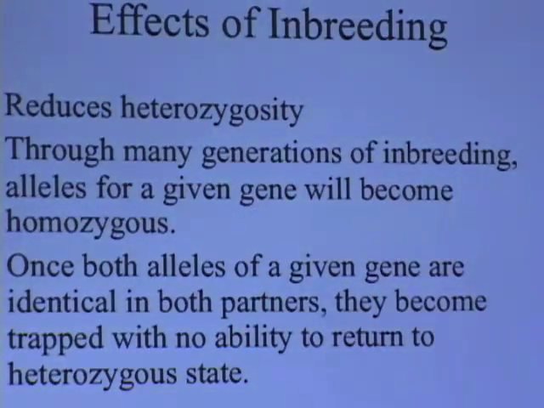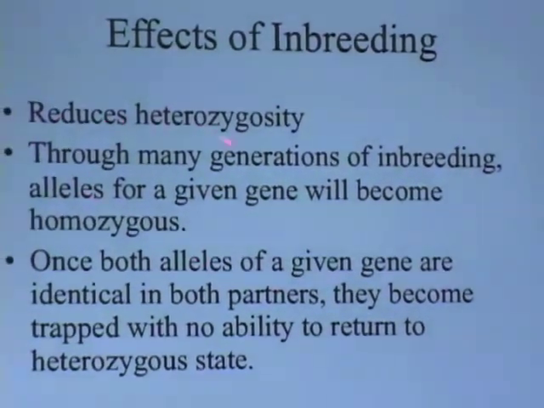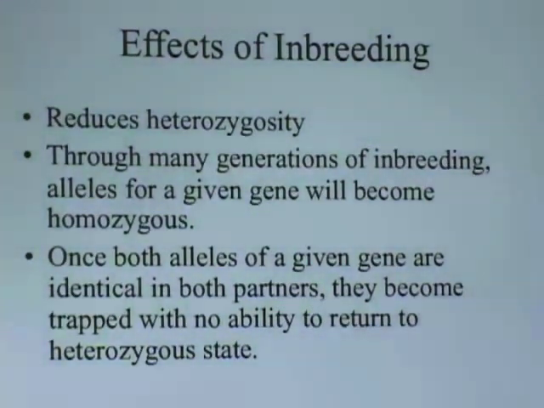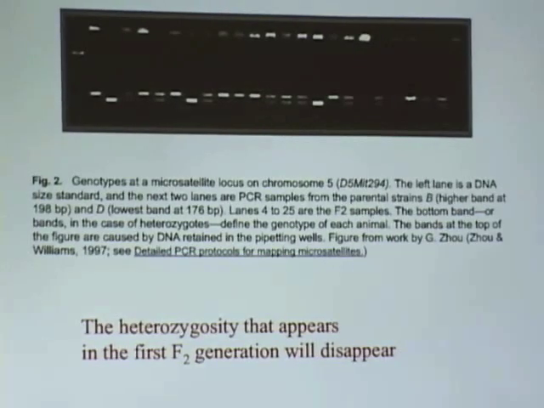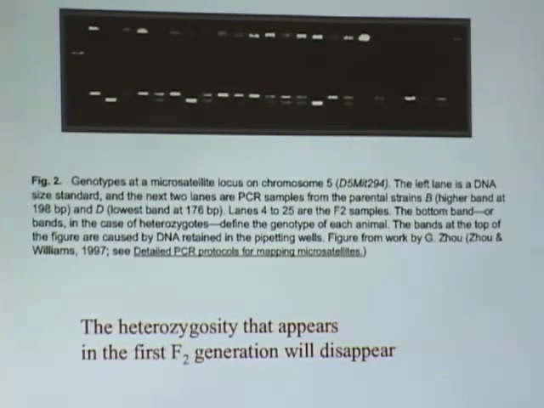So I've already said this, but inbreeding reduces the heterozygosity. If we inbreed them, the alleles for a given gene will become homozygous, and once they are homozygous, they're trapped and can't go back to the heterozygous state. So what we could then do is figure out, at given loci, if that recombinant inbred strain has the B form or the D form of the DNA. There are certain markers that are known to be different between the B form and the D form.